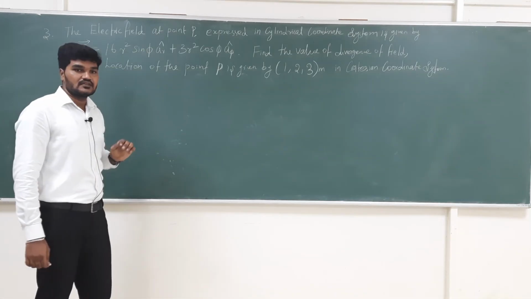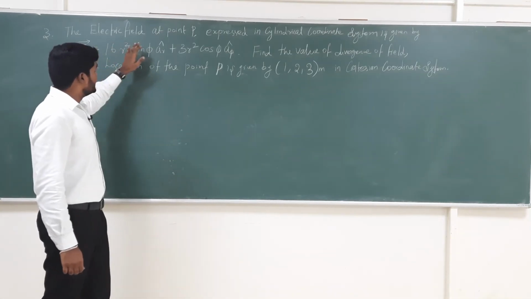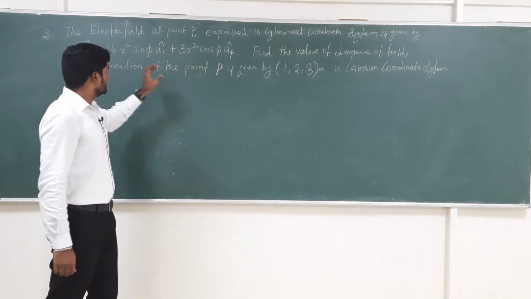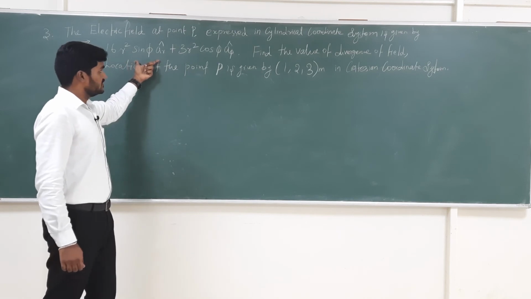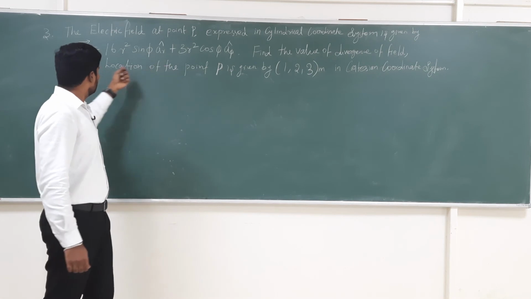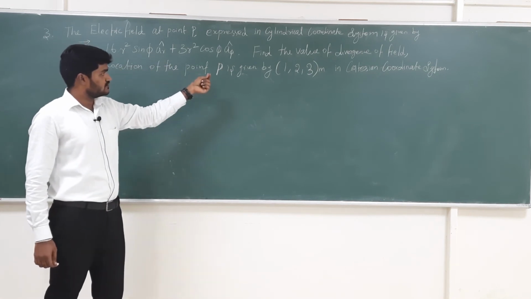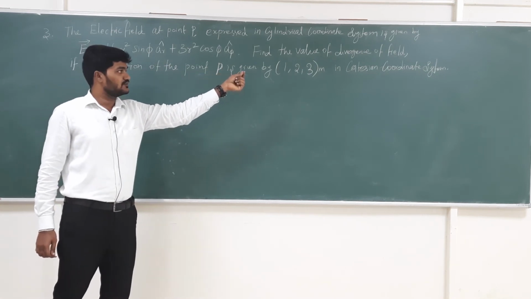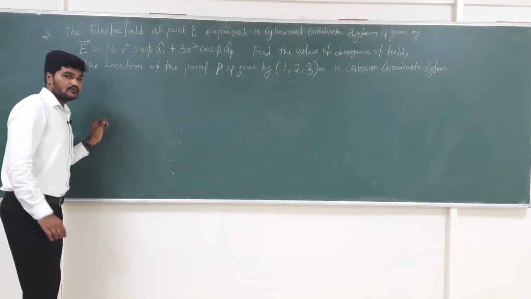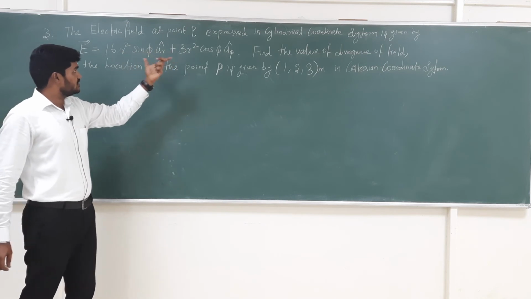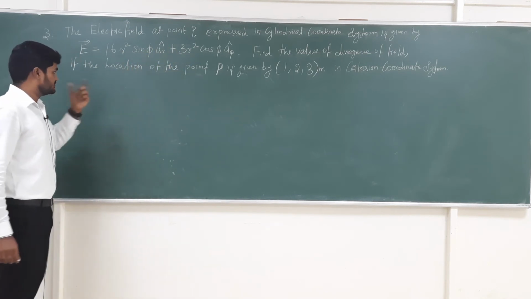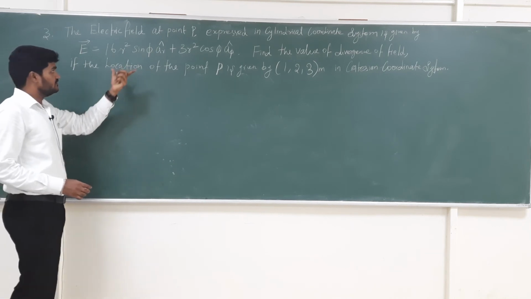Okay, the third problem: the electric field at point P expressed in a cylindrical coordinate system is given. So the electric field value is given. To find the value of divergence of the field if the location of the point P is given by (1, 2, 3) meters in the Cartesian coordinate system. Okay, this is the given problem. So we need to find the divergence of the field. This system is a cylindrical coordinate system, so first we are going to find the divergence of this field.